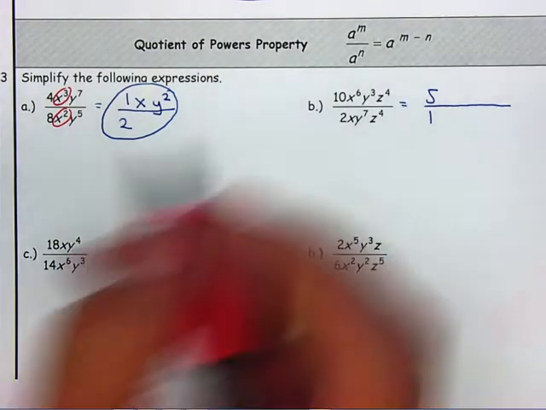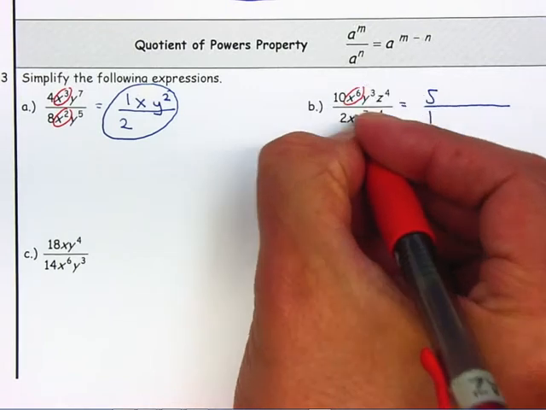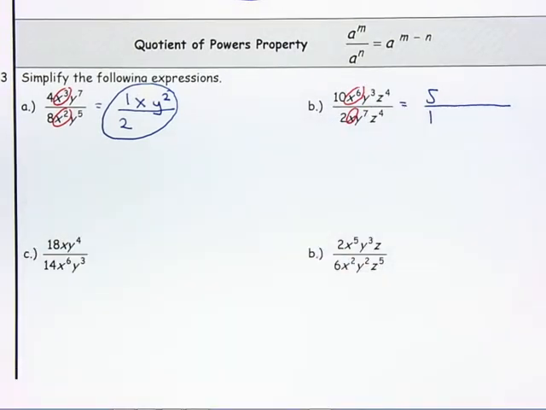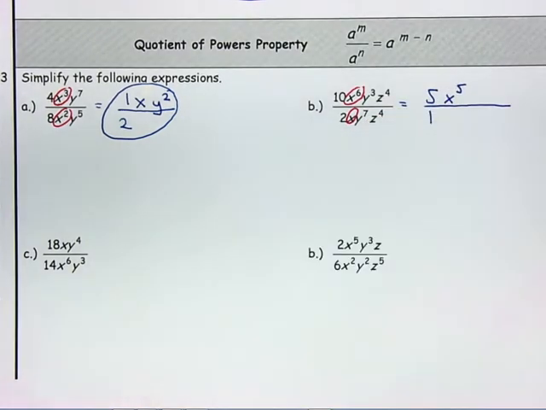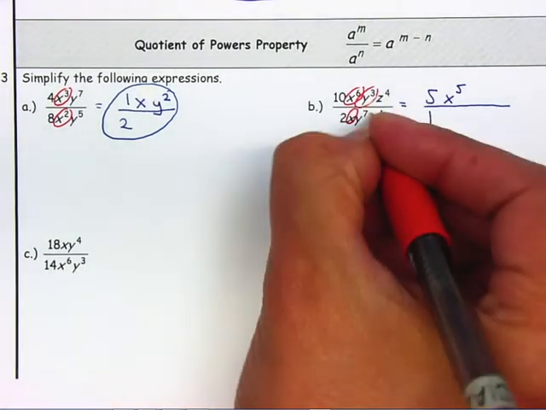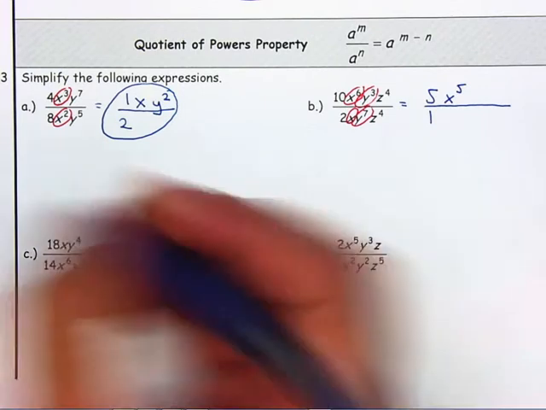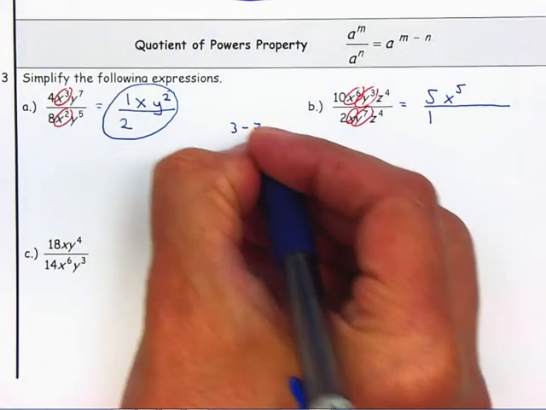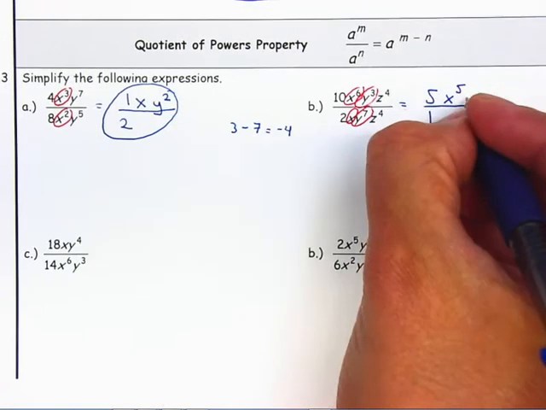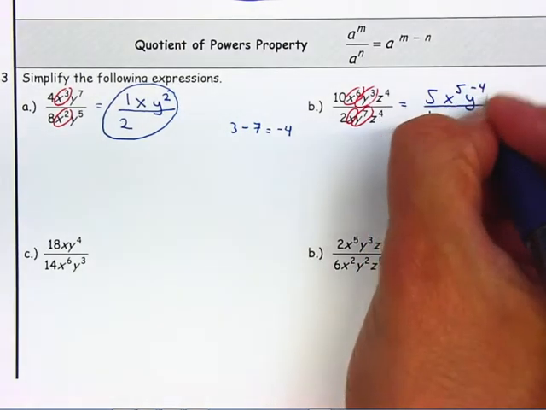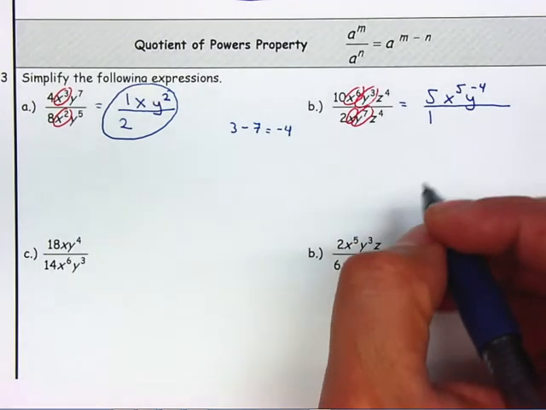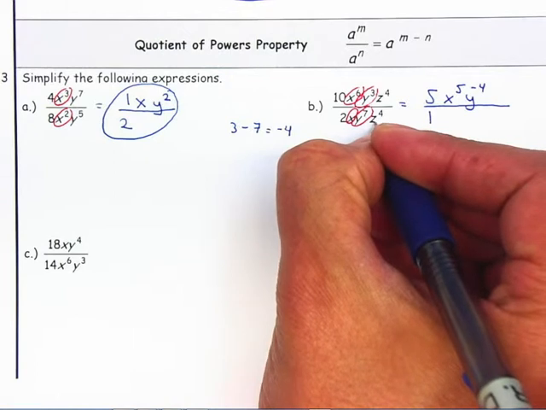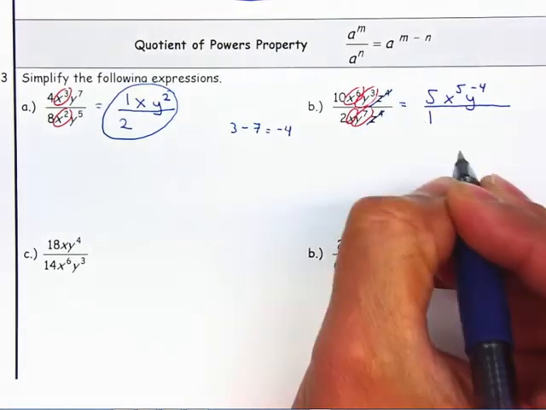Now let's start with the x's. x to the 6 and 1x. So 6 minus 1 will give us a 5. x to the 5. Now let's do the y's. We have 3 minus 7. 3 minus 7 is equal to negative 4. So we have y to the negative 4. Notice I'm placing them on the numerator. Once you subtract, they should go on the top. The z's, 4 minus 4, 0. So we are going to cancel them.